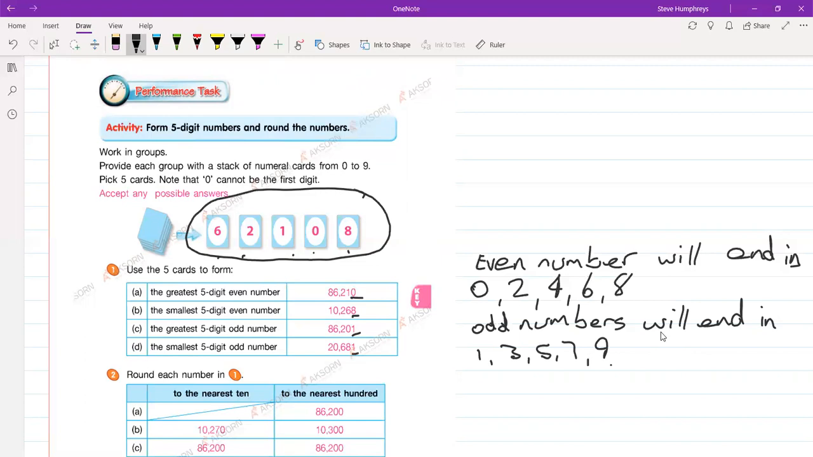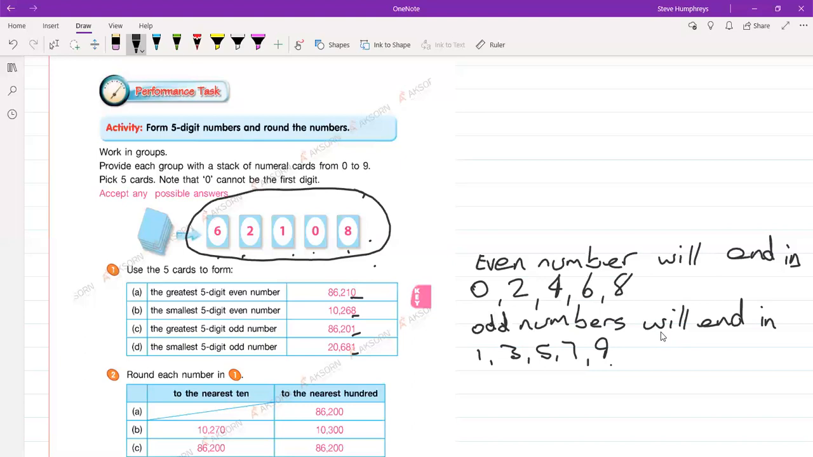Ends in 1 again, so it's an odd number. The smallest you can make. You cannot put the 0 as the first digit. Okay, practice that. Use your own numbers. It'll make it more difficult.